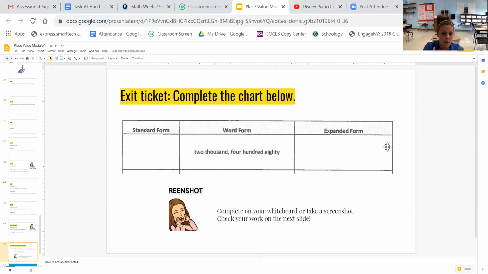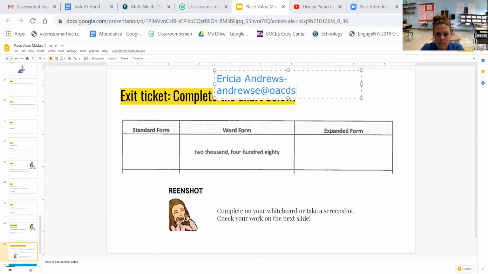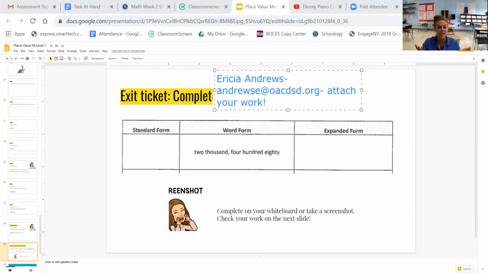When you're all done, you're going to either email me the picture of your screenshot, so you have to send an attachment like we learned yesterday, or you could take a picture of your whiteboard and send that to me in an email. So make sure you know this needs to be sent in an email. My name, if you forgot, when you get to my email is Arisha Andrews. Andrews E at OwegoAppalachianCentralSchoolDistrict.org. Make sure you attach your work. So don't just send me an email saying here's my exit ticket. Make sure you send it with your attachment.